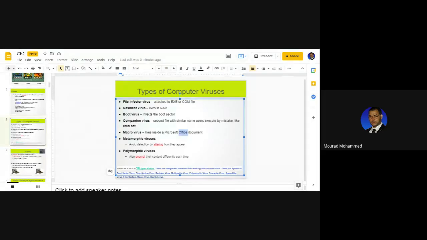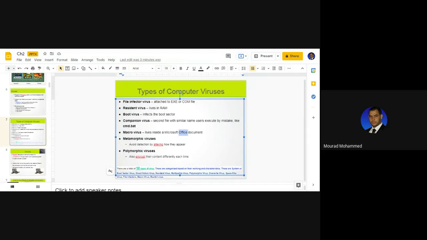Another type of computer viruses are the morphic viruses: the metamorphic and the polymorphic. Those are very dangerous types of viruses. They have the ability to alter and regenerate themselves. They are very tricky and very dangerous. Once one of those two is available in your environment, your full environment is in very big danger because they are very hard to detect and very hard to remove. Those two types of viruses.